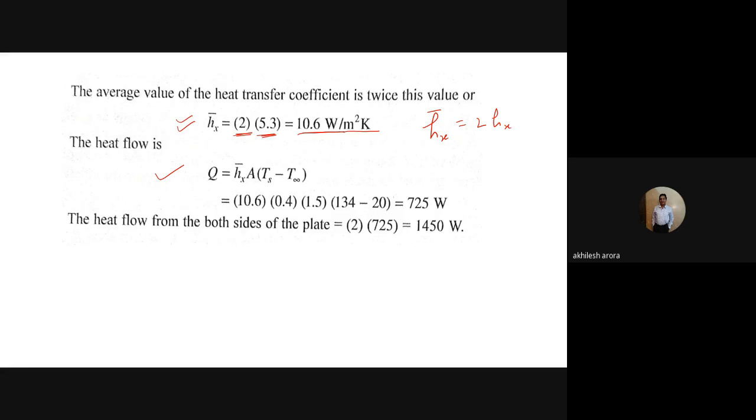And total heat transfer will be given by Hx into A into delta T. This is the heat transfer only from one side, so it will come out to be 725 watt, because this plate is heated. It is at 134 degrees Celsius, so heat will be lost from the top as well as from the bottom, from both the sides actually. That is why we are multiplying it by 2. So total heat loss will be 1450.